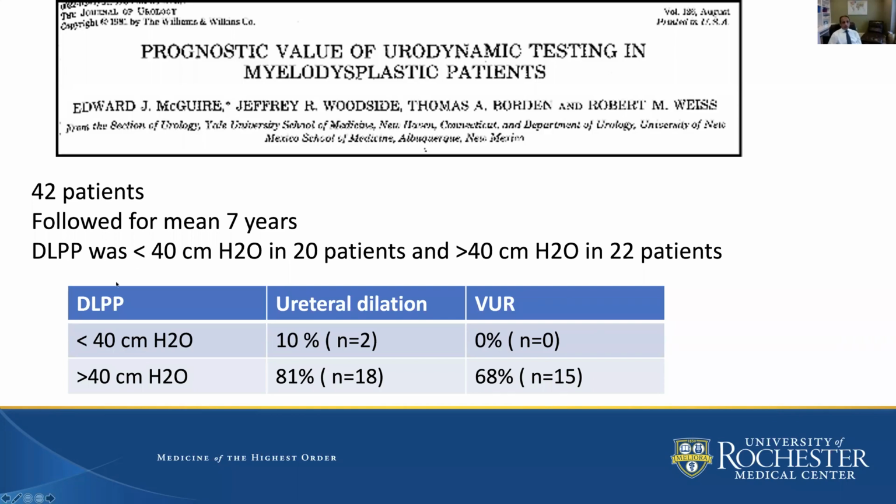I'm sure you know what detrusor leak point pressure is. It is the detrusor pressure at which there's urine leakage. It's not by the abdominal pressure, it's not by the Valsalva; it's a pure detrusor contraction which leads to incontinence, and that's called detrusor leak point pressure.